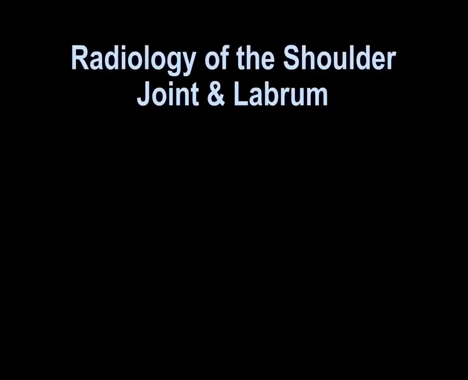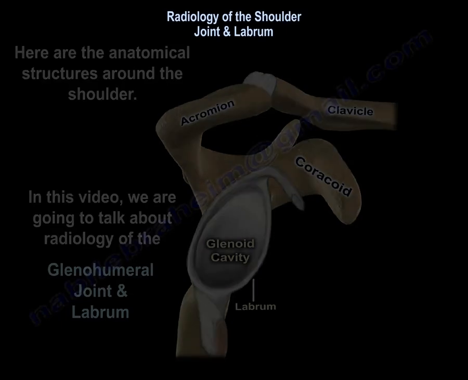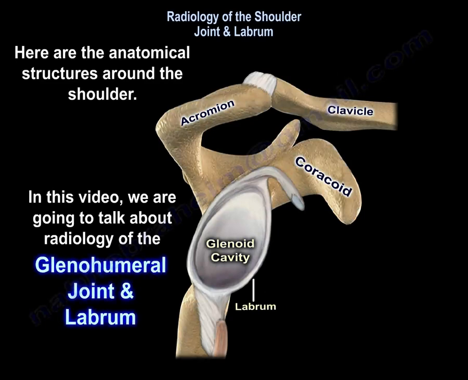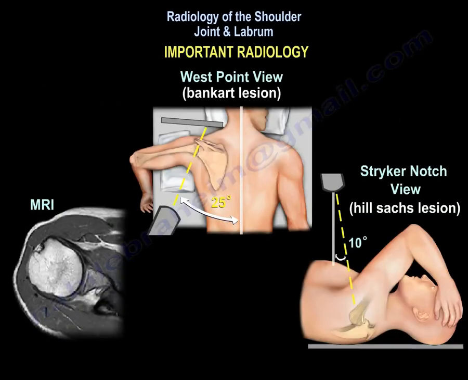Radiology of the shoulder joint and labrum. Here are the anatomical structures around the shoulder. And in this video, we're going to talk about radiology of the glenohumeral joint and the labrum. What is the important radiology?